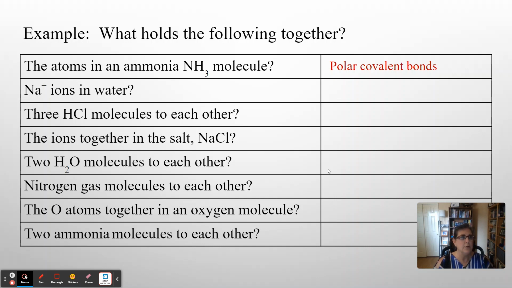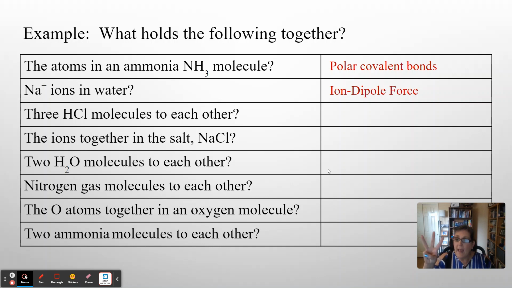All right, number 2. What holds sodium +1 ions in water? So we have water molecules. So we have molecules. Molecules means it's a force. We're looking for a force. What force would hold sodium ions in water? Okay, that one's pretty easy. It's that ion dipole force. Good job.